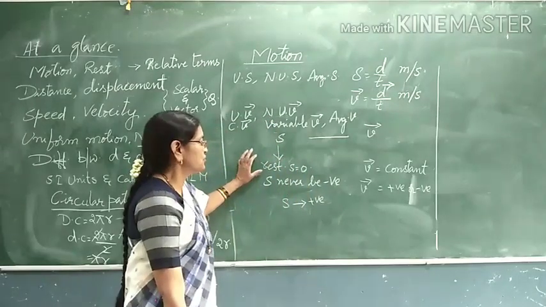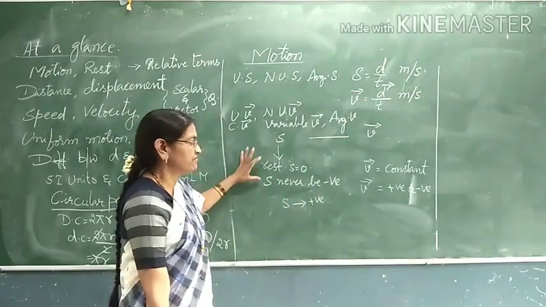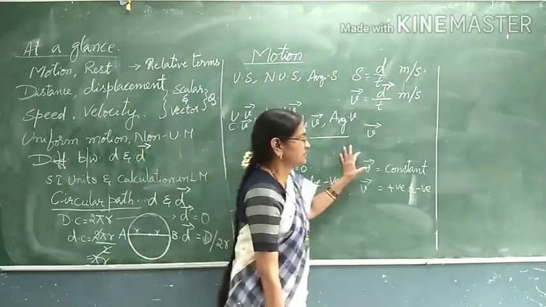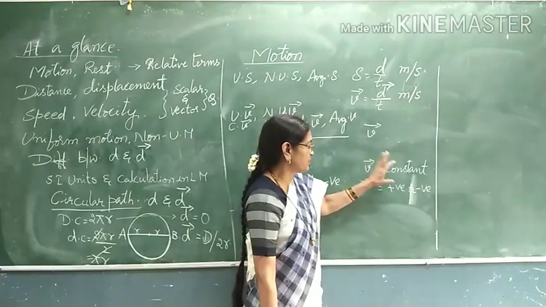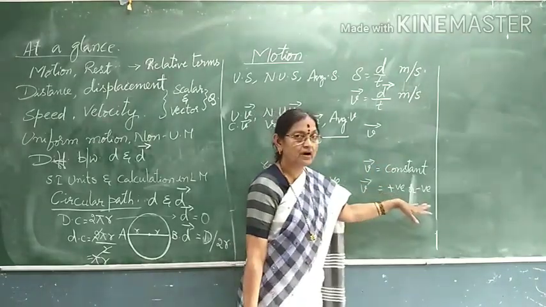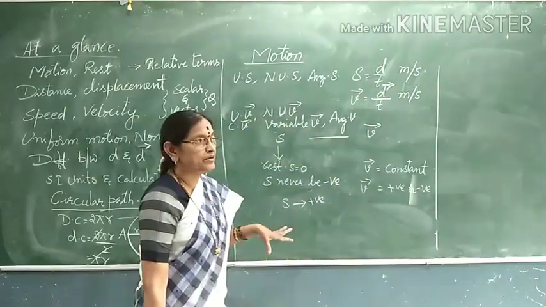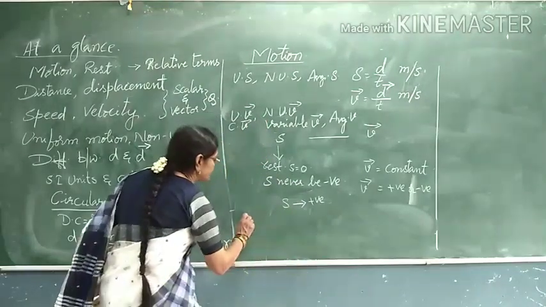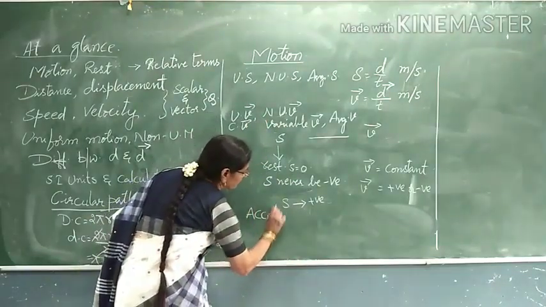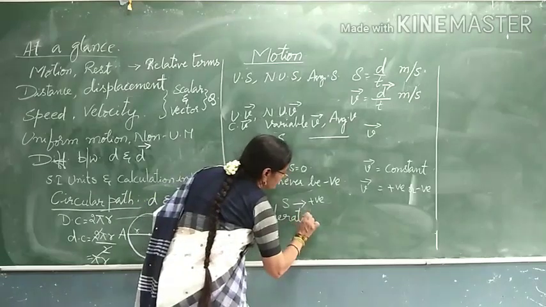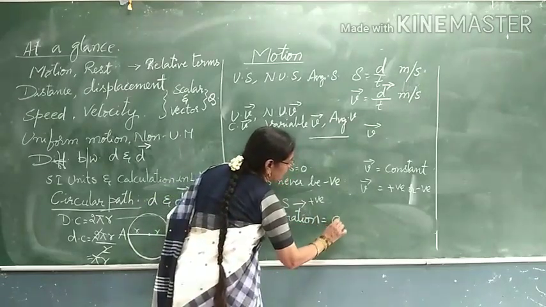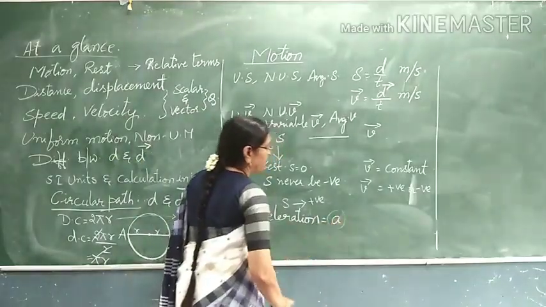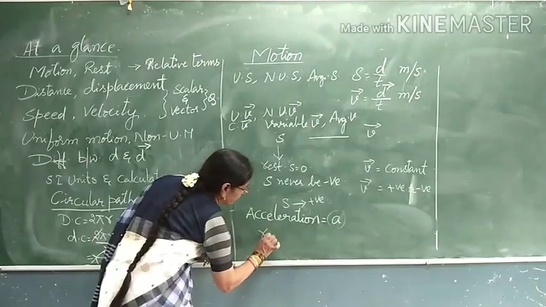Speed may be zero, but it is never negative; speed will always be positive. Velocity can be constant, or positive or negative. If the velocity of a body is increasing, we use another term to describe it, which is called acceleration. And this acceleration is designated by small a. Now what is acceleration? Rate of change in velocity.